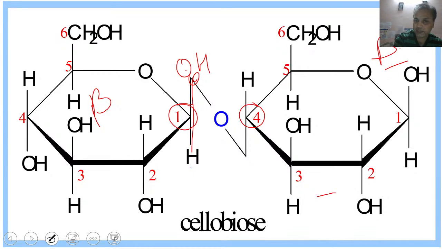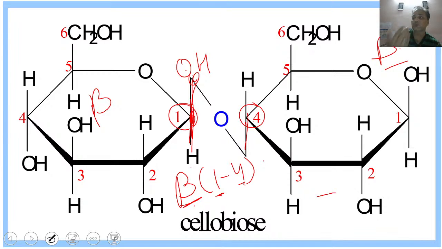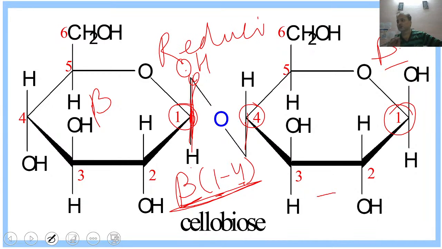Now this carbon number 1 is going to form a bond with carbon number 4. So it is a beta 1,4 glycosidic bond. Why beta 1,4? Because this anomeric carbon is beta type. So we write the type of sugar, then the carbon number, then with whom it is going to form a bond, and if it is an anomeric carbon then I will write alpha or beta. If it is non-anomeric then no need to write it. So I have not written it here. So it is a beta 1,4 glycosidic bond. In this case also this anomeric carbon is still free, meaning this is also a reducing sugar. So cellobiose is also a reducing sugar.